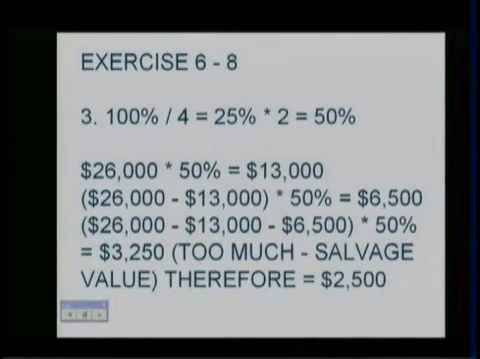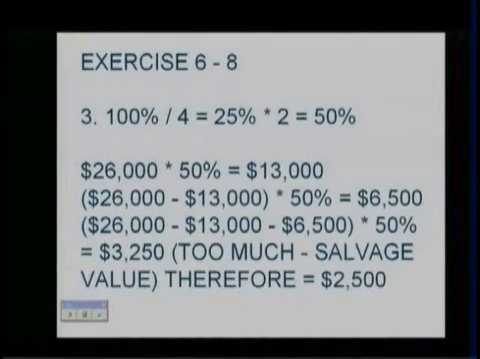Notice that the first year, what you do is take your cost and multiply it by the 50%. That gives you $13,000. The key to the double declining balance method is that you do not use salvage value. You use salvage value in straight line, in units of production, and in the sum of the year's digits. But in the double declining balance, you do not use salvage value. You simply take cost minus the accumulated depreciation times your computed double percentage.